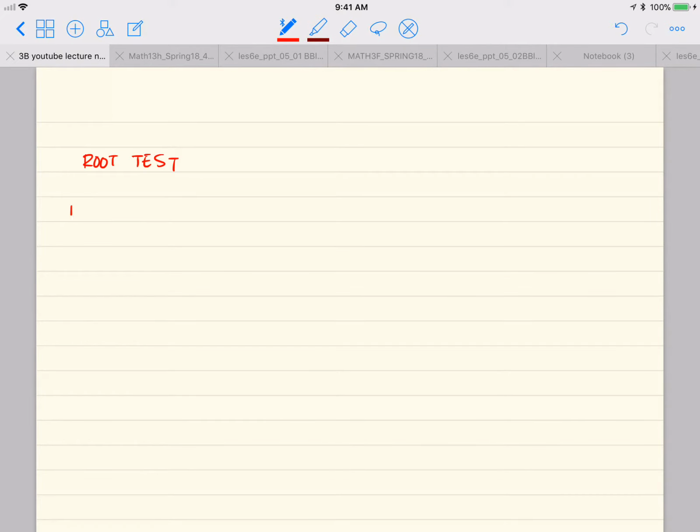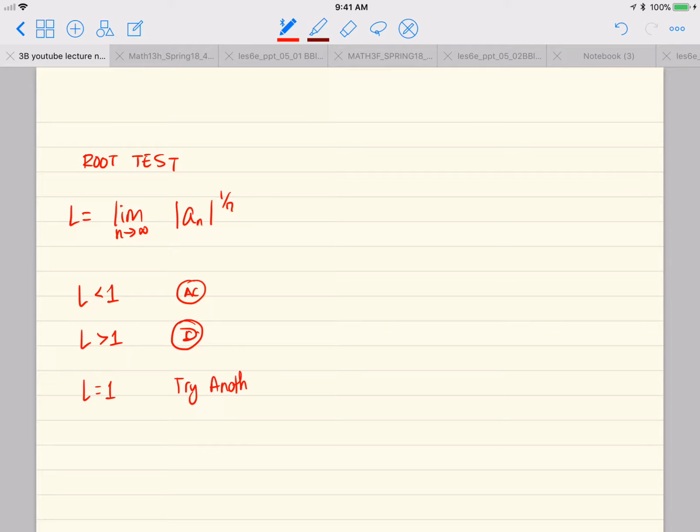So for the root test, we have a different definition for L. L is equal to the limit as n goes to infinity of the nth root of the absolute value of your term. And then if L is less than 1, then your series is absolutely convergent. And if L is greater than 1, then your series is divergent. And if L is equal to 1, you have to try another test. Try something else.